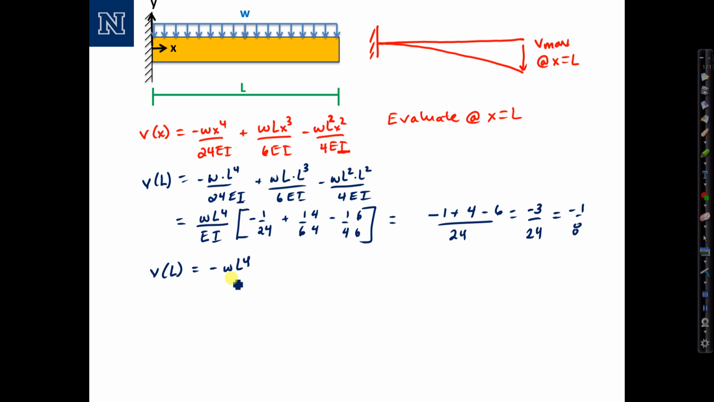So to summarize, v of L equals negative WL to the fourth over 8EI. This is a general solution for any cantilever beam with a uniform load W. We could apply it with a variety of numbers to actually get a value for the deflection. Notice that it's negative, which tells us that our deflection is going downward, and we expect that for the loading on this beam. So that completes this example.